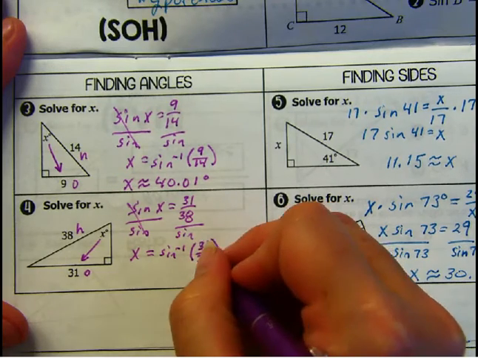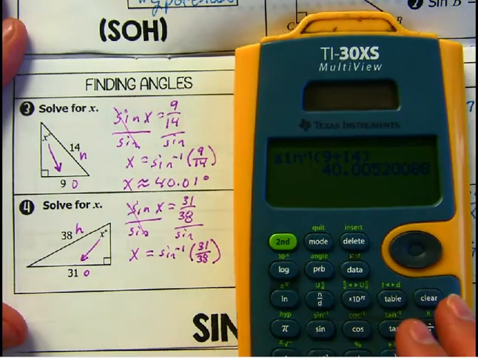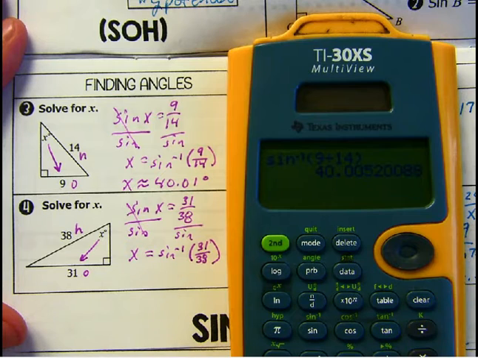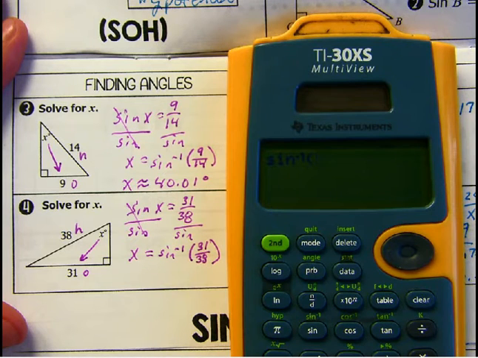It is important that you actually put the fraction in parentheses. Otherwise, your calculator is going to take sine to the -1 of 31 and then divide that answer by 38. And we don't want it to do that. We want it to do 31 divided by 38. So on our calculator, second, sine. Inside my parentheses, I want 31 divided by 38. Close my parentheses and hit enter.